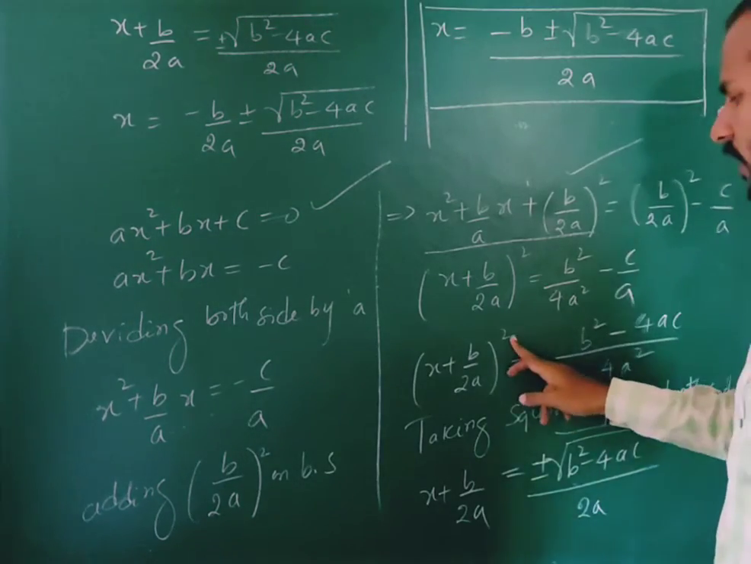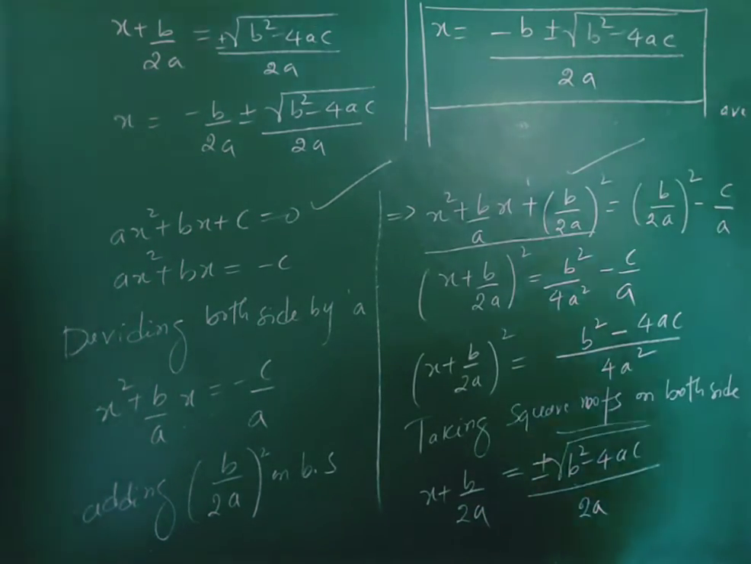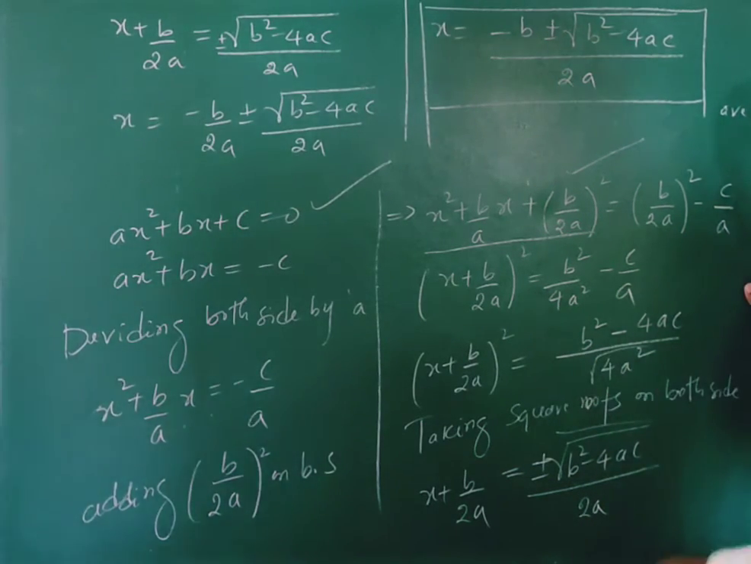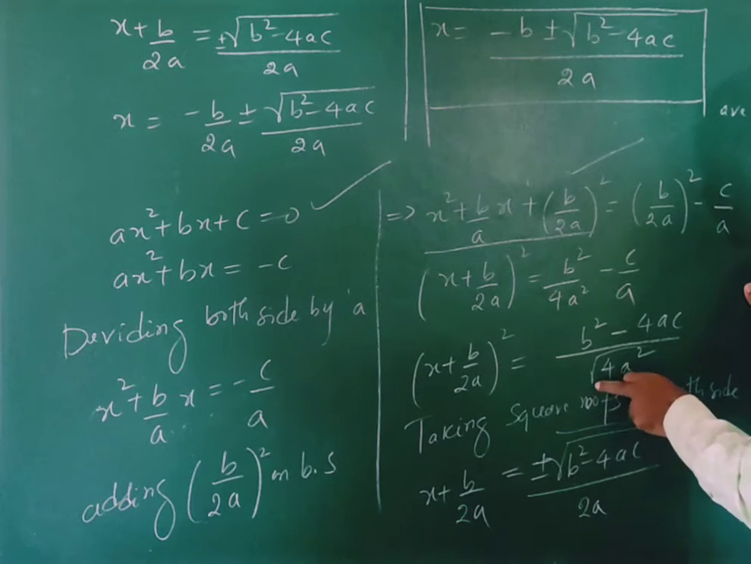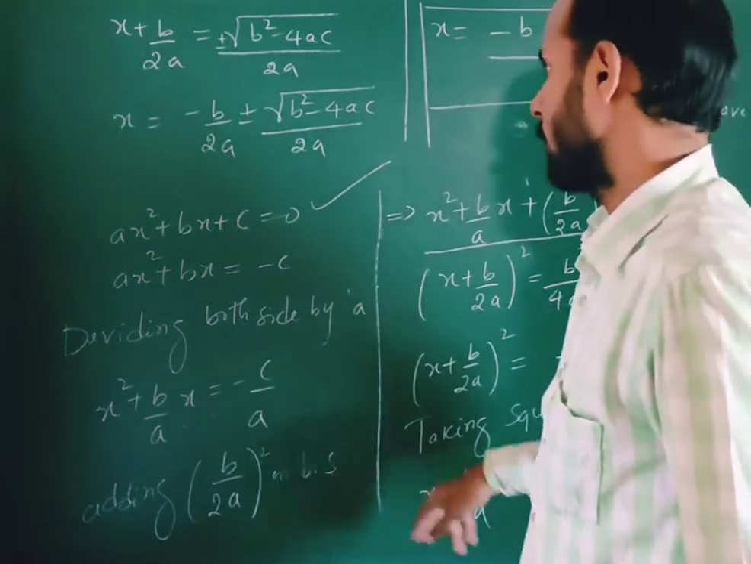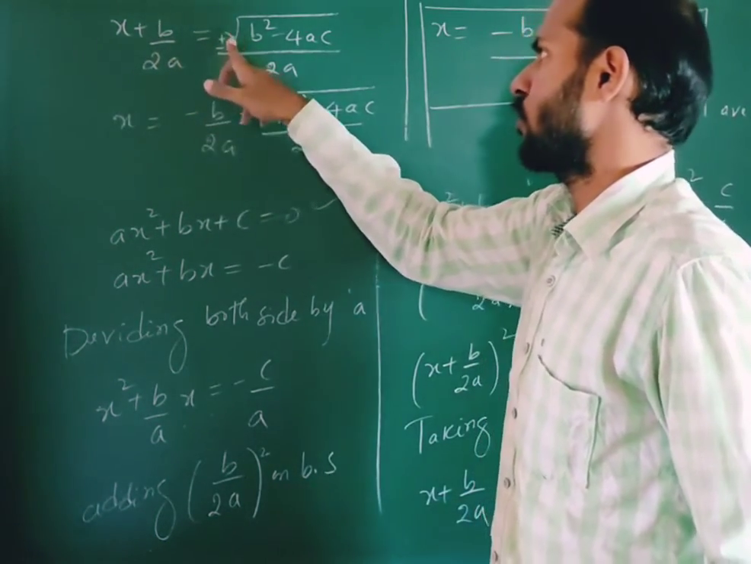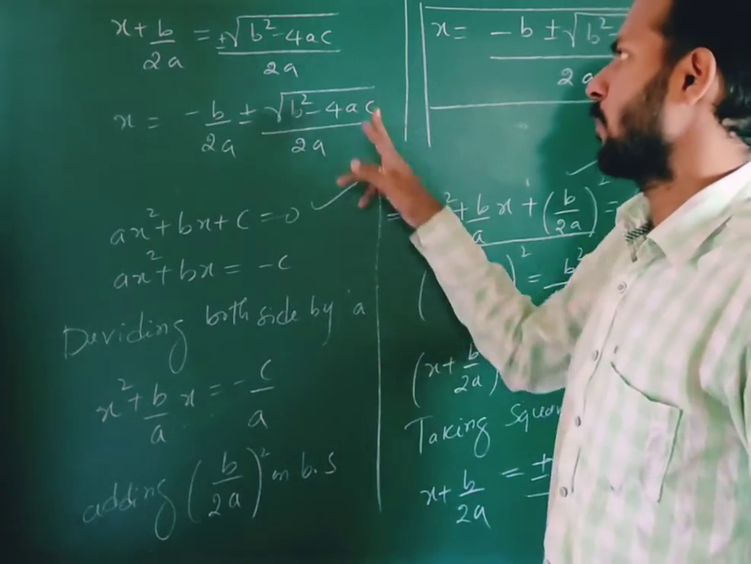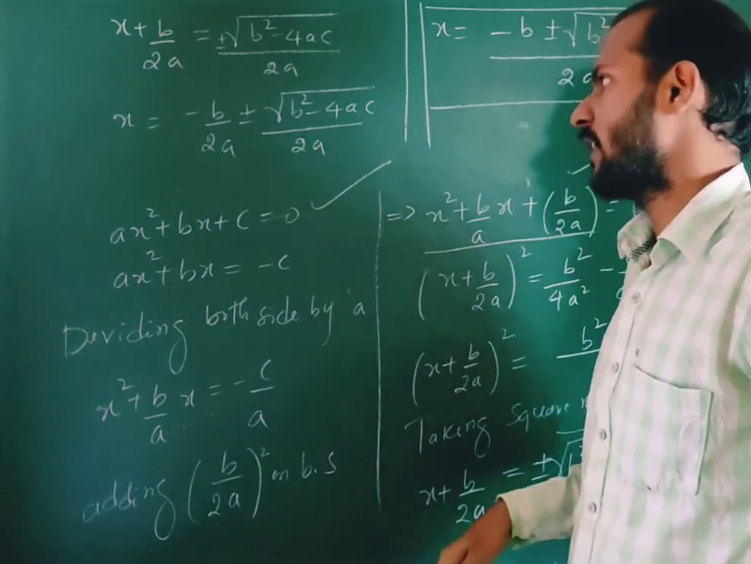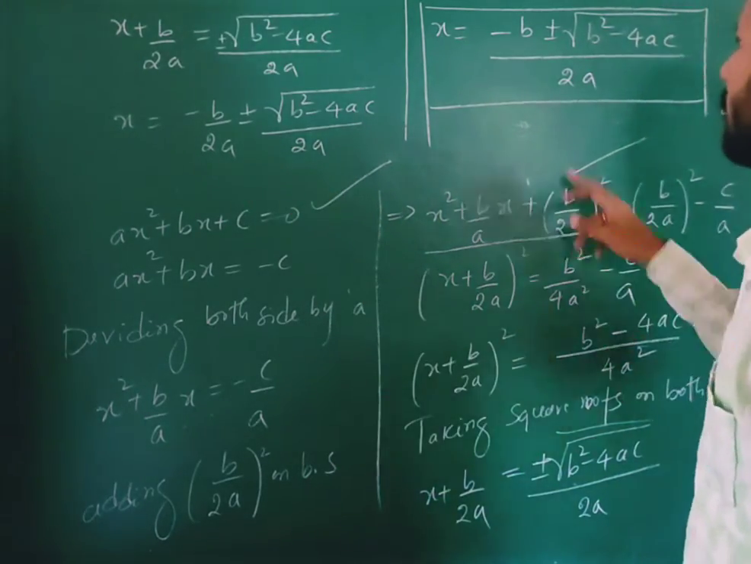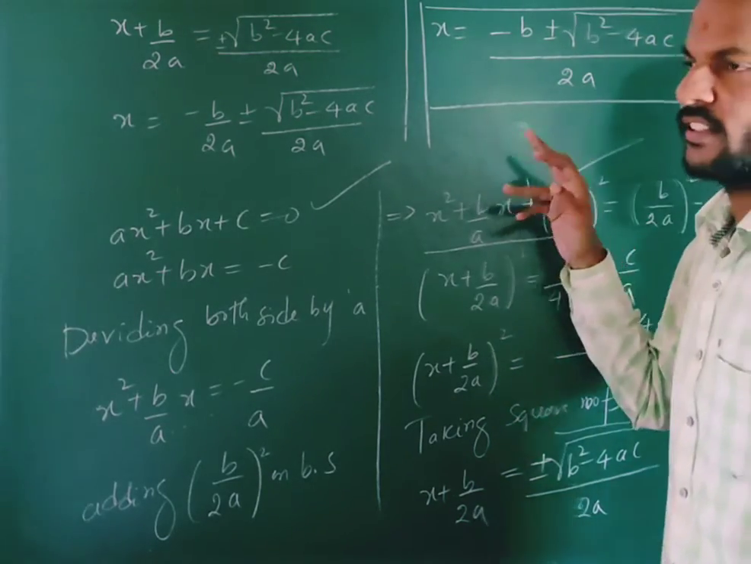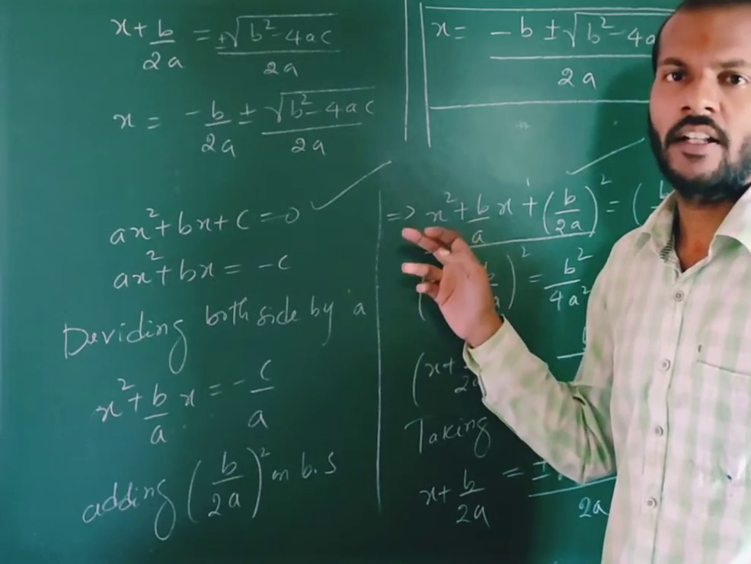What we get here? The square root gets cancelled on the LHS, and on the RHS it is under root of b square minus 4ac. Again taking root on this term: square root of 4 is 2 and square root of a square is a, that is 2a. Now x plus b by 2a equals plus or minus square root of b square minus 4ac by 2a. Now taking plus b by 2a to the RHS, it becomes minus b by 2a. Now the denominators are the same, so we can write minus b plus or minus under root of b square minus 4ac, whole divided by 2a, which is nothing but the root formula of the quadratic equation.